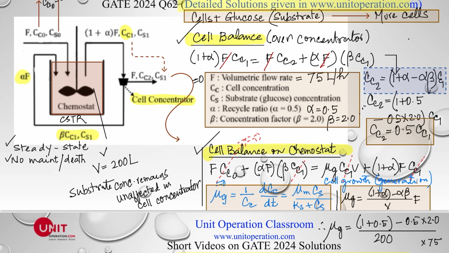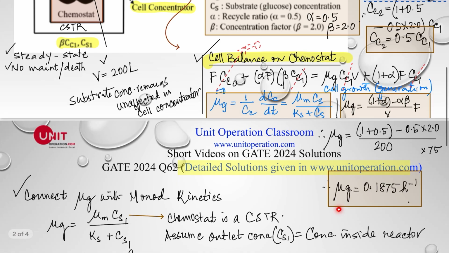So that's what it is. Plus, we have (1 + α)F, which is going out, F CC1. Okay, (1 + α)F CC1. So if we do that, we get the value of μg as F, this particular value. Do the calculation, we know the values of α and β, we get this calculation here.